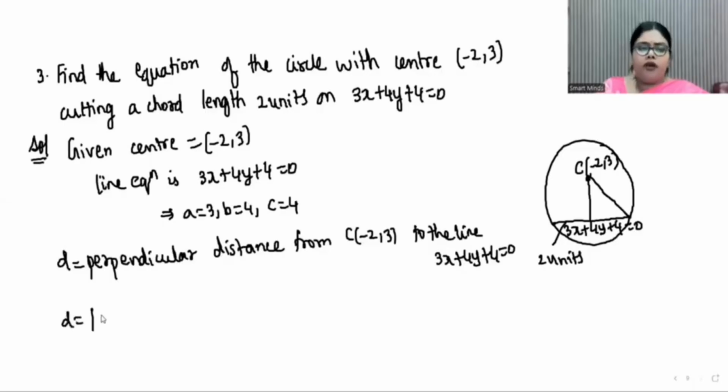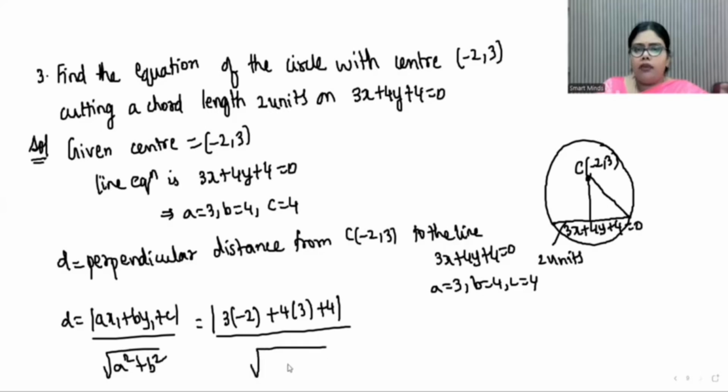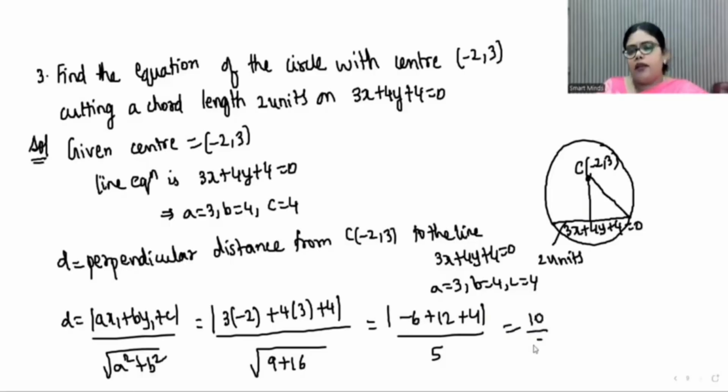So what is the formula for D? Mod ax1 plus by1 plus c by root a square plus b square. A, B, C we take from line equation. A is 3, B is 4 and C is also 4. So mod 3 into minus 2 plus 4 into 3 plus 4 by root a square plus b square, 9 plus 16. That is equal to mod minus 6 plus 12 plus 4 by 5. 12 plus 4 is 16. 16 minus 6 is 10. 10 by 5 is 2. That means D is equal to 2.